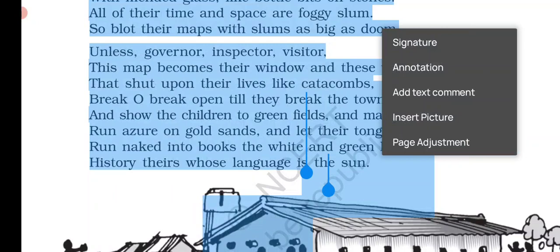So, "run naked into books, the white and green." What he means to say is that they will only be able to be successful when they go through the white and green leaves. White here means books, and green here means nature. So when they have enough education, only then will they be able to enjoy nature. Understand? So that is why education is very necessary. They need good education so that they can improve their future, right? Because right now their future is painted with fog.